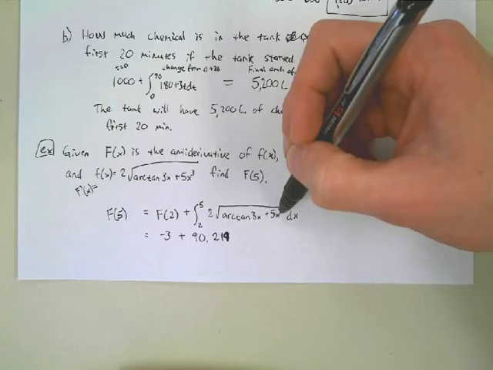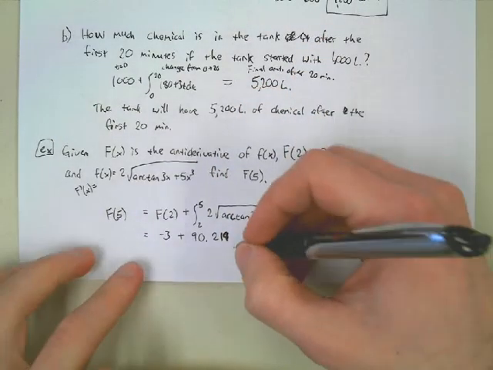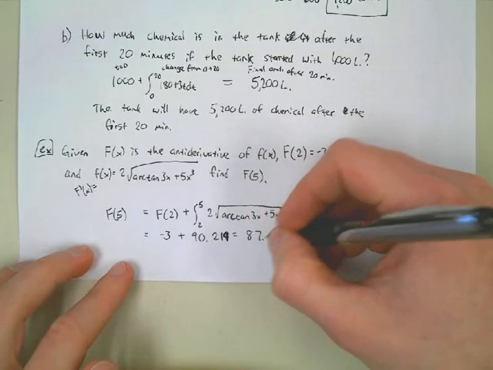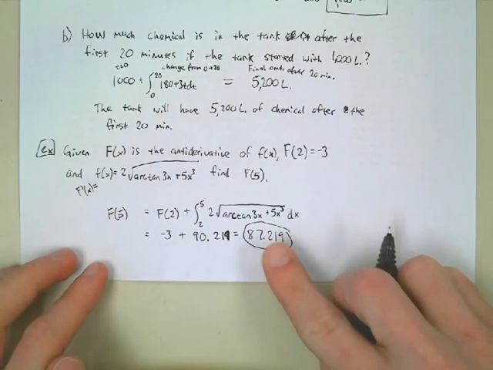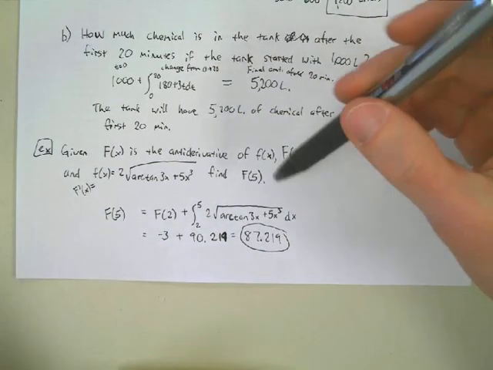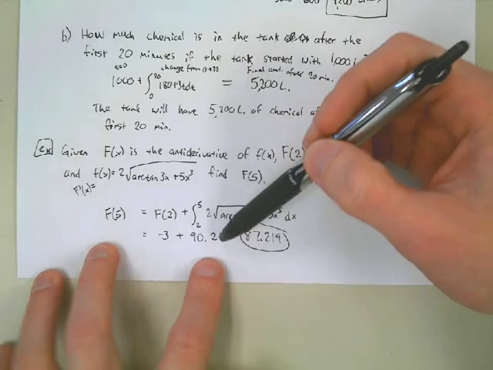So then, yes, the final answer should be 87.219 for your final answer. That is the final answer, okay? So, again, the reason why I emphasized that this is not the final answer here is because the final answer is for us to find capital F of 5. We just did that right here.